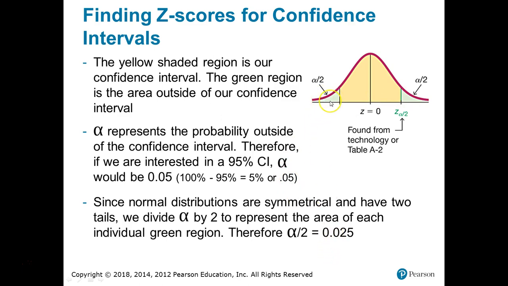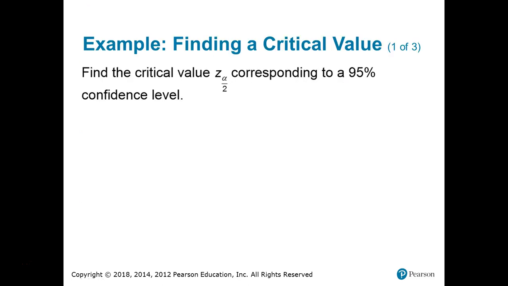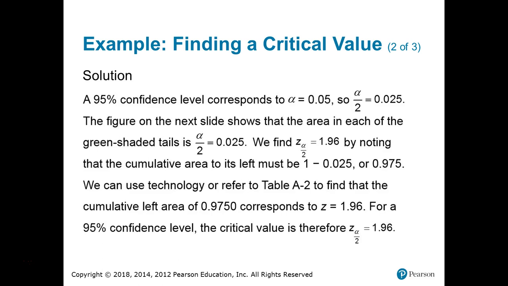It's always going to be half of the total green area since there are symmetrical left and right tails. Okay, so let's find that critical value. Find the critical value, z of alpha divided by 2, corresponding to a 95% confidence level. Alpha would obviously be 0.05, alpha over 2 would be 0.025. You multiply that by 2, you go back to your 0.05. The figure on the next slide shows that the area in each of the green shaded tails would be 0.025.